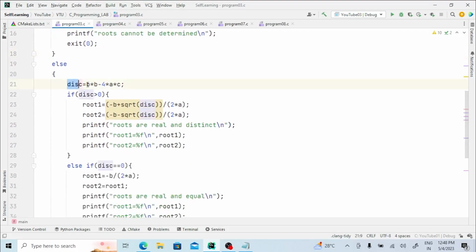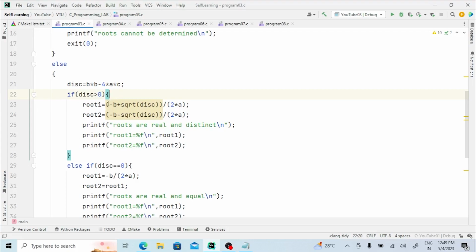Else, the first thing we are going to do is find the discriminant by using the formula b square minus 4ac, and then we will check if the discriminant is greater than 0. We know that whenever a discriminant is greater than 0, then the roots are real and distinct. So here we will find the discriminant value and look for if it is greater than 0.